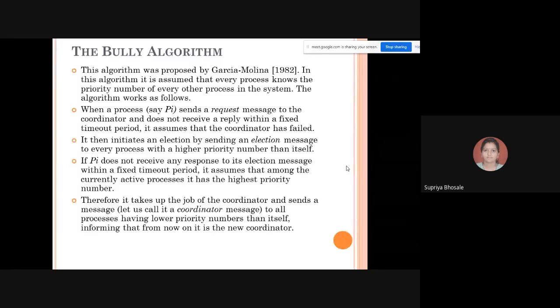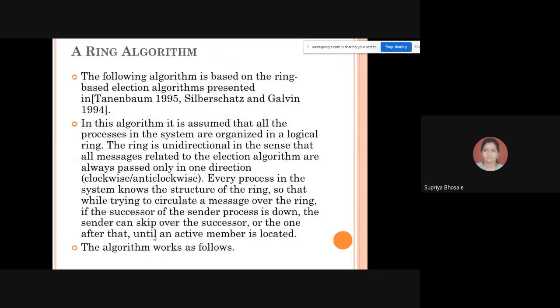Accordingly he will send the message to the other systems. So it takes up the job of the coordinator and sends a message, let us call it a coordinator message, to all the processes having lower priority numbers than itself. So it will inform the others that from now he is the new coordinator. This way your Bully algorithm takes place. And second is the ring algorithm.